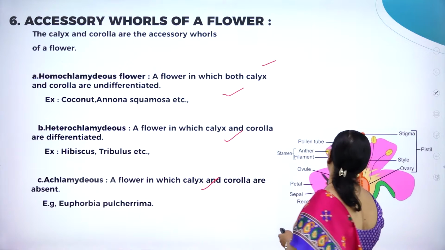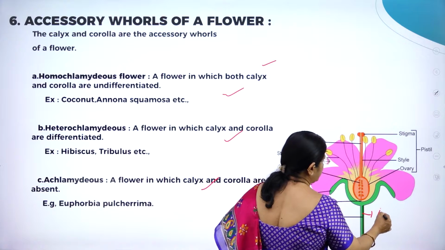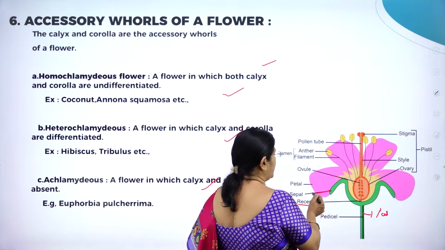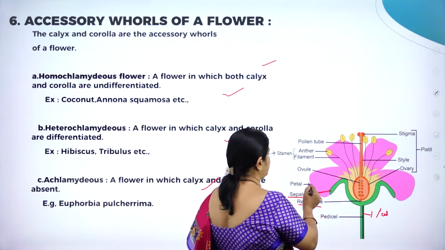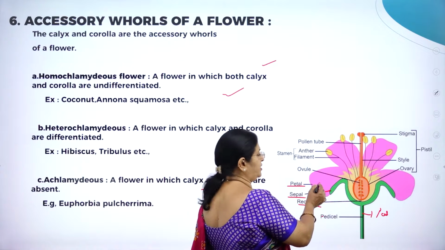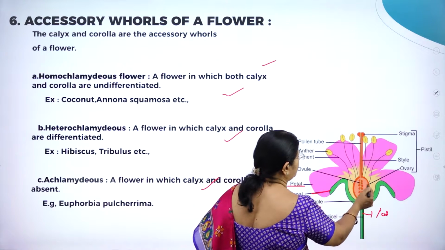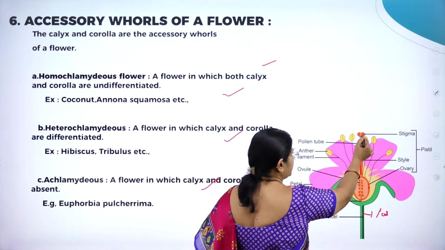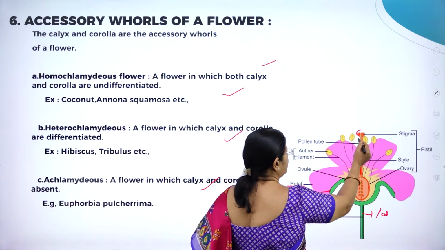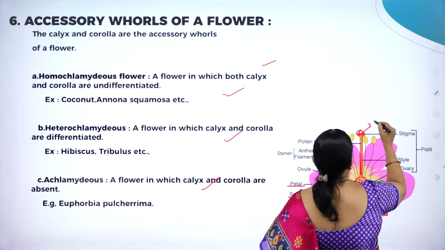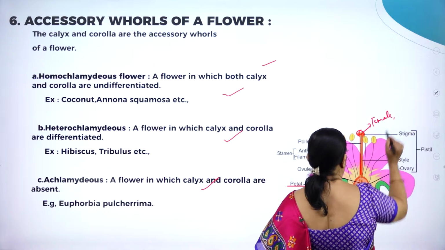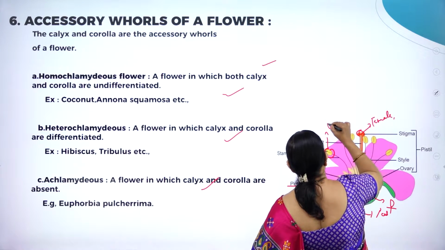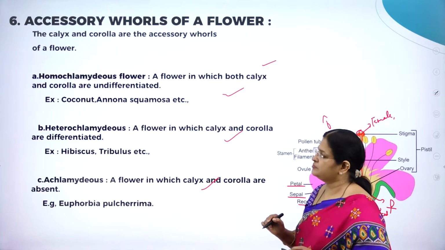Here you can see the parts of a flower. Here you can see the pedicel. The stalk of a flower is called pedicel, and the cup-like structure is called receptacle. And this is calyx. The units of calyx are called sepals, and this is corolla. The units of corolla are called petals. Here you can see the ovary with the ovules, the filament with the anther lobe, and the style with stigma. So this is the male reproductive part of a flower. This is the female reproductive part, that is gynoecium, and this is the male reproductive part of a flower.